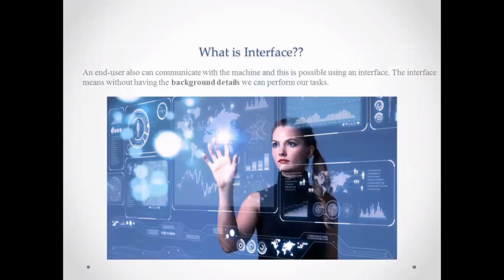Okay, if I talk about the interface, programmers can communicate with the machine with the help of programs. But what about end users? Normal users will not be able to communicate with the PC because they don't know about programming. So end users can communicate with the PC with the help of an interface. Interface means that without knowing the background details, they can perform the task. If I take the example of an ATM, the screen that is displayed on the machine is called the interface. They can perform the task with the help of the interface.